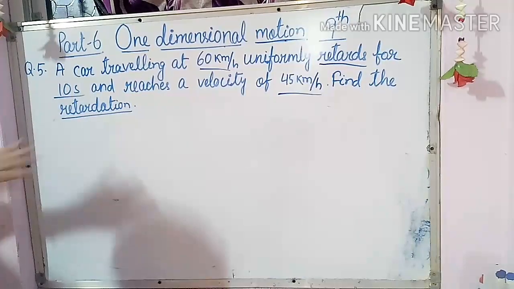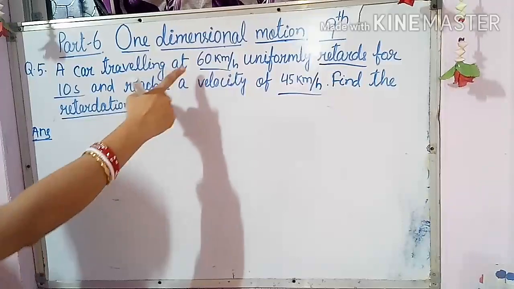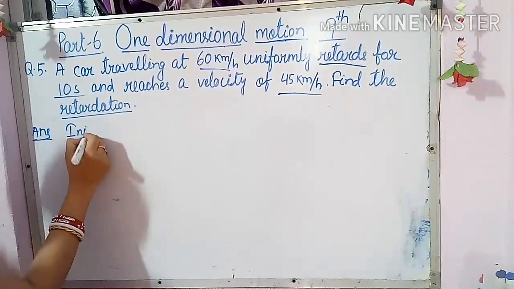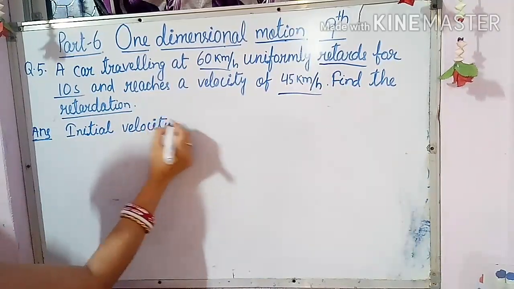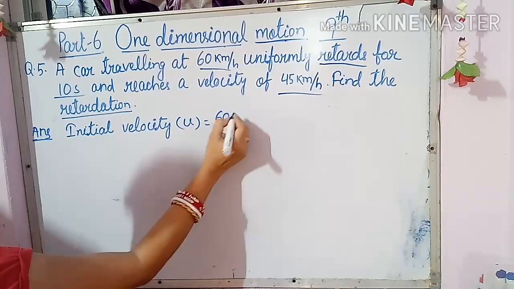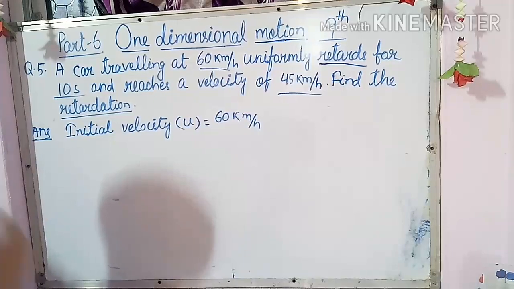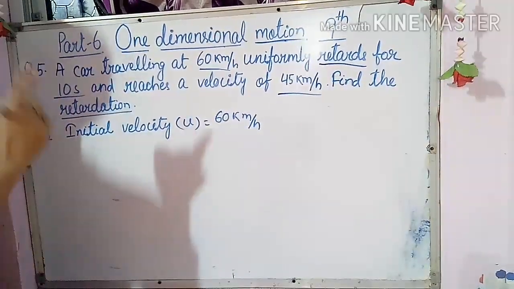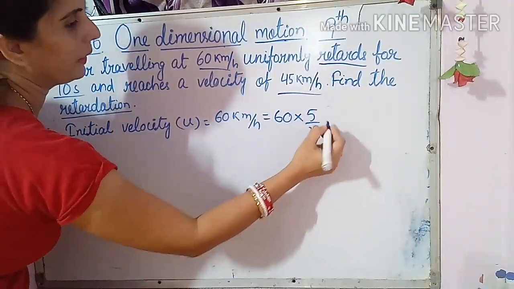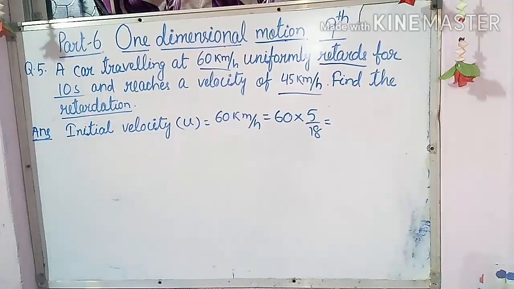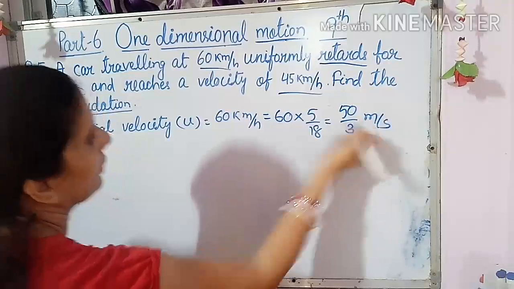So first let us find out the answer. So let us write, as I am telling, what has given, that is the initial velocity. What is the symbol, children? U. That is 60 km per hour. But children, as I am telling every time, you have to convert it into meter per second. So what to do? You have to multiply by 5 by 18. 60 into 5 by 18. Now calculating, you will get 50 by 3 meter per second.